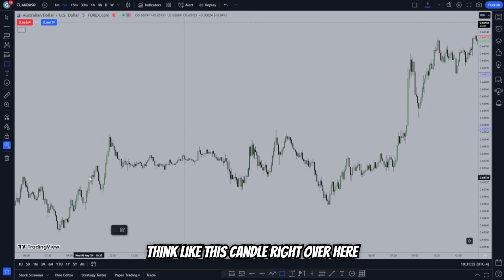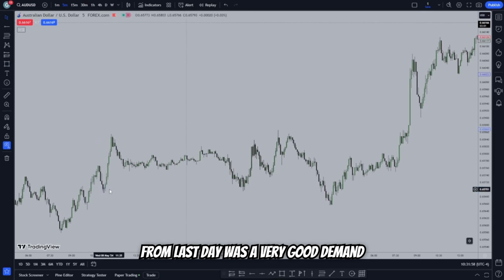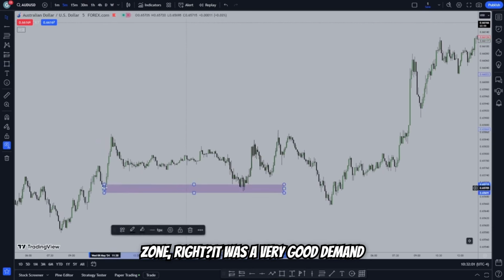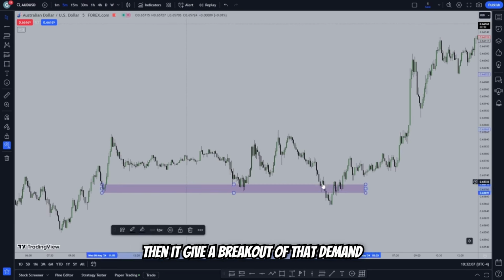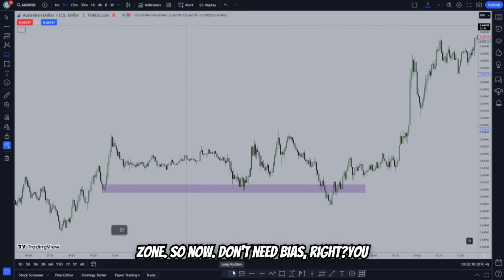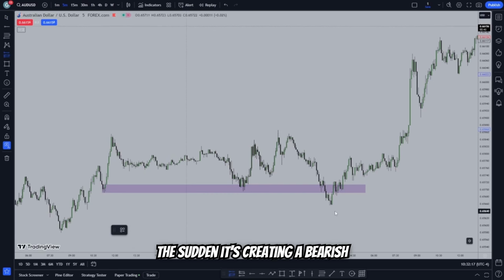Okay, so people will think that this candle from last day was a very good demand zone, right? Price came down to this demand zone, it gave a reflection from there, and then it gave a breakout of that demand zone. So now you don't need bias, right? You know what the short-term trend is. The short-term trend is bullish, but all of a sudden it's creating a bearish scenario.